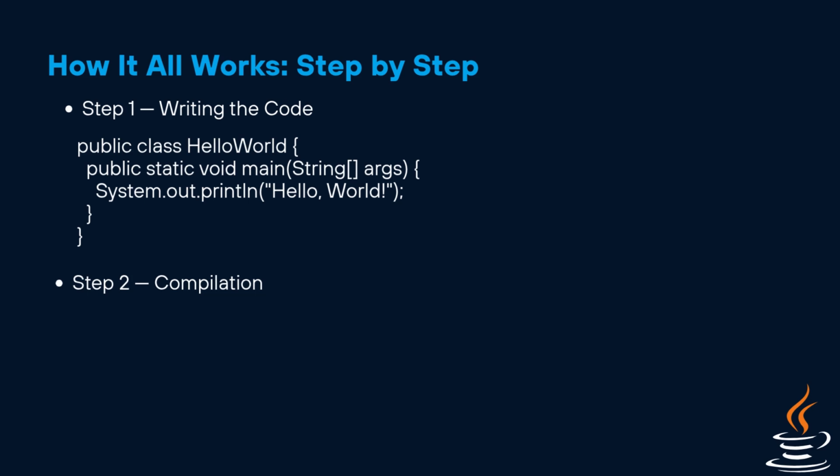Step 2 is compilation. Next, you compile your code using the javac compiler, which comes with the JDK. You would type javac HelloWorld.java. This generates a file called HelloWorld.class. This .class file contains bytecode. Bytecode is not tied to any specific operating system. It is the set of instructions the JVM understands.